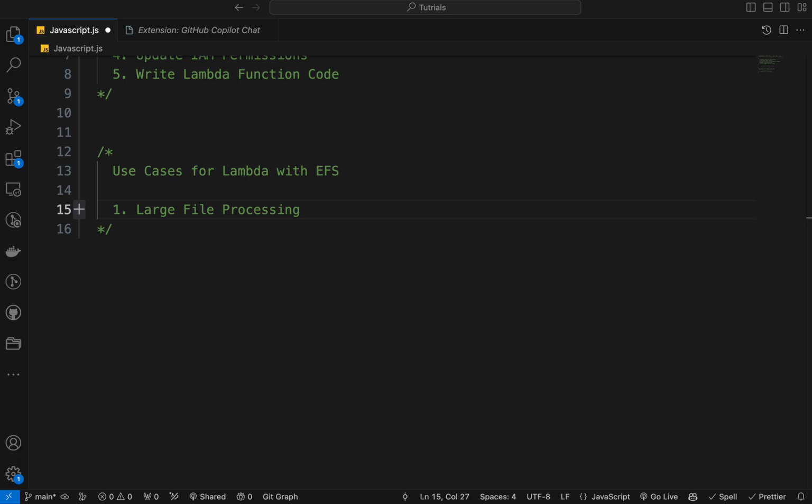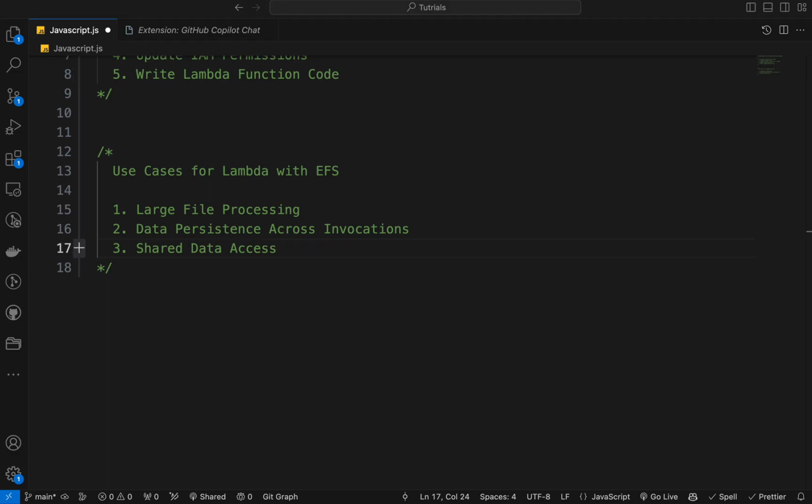Number two, we have data persistence across invocations. Unlike the ephemeral storage in Lambda, data written in EFS persists across function invocations. This is useful for applications that require state persistence. Number three, you have shared data access. Multiple Lambda functions can access and process the same data stored in EFS, enabling more complex workloads and data processing patterns.